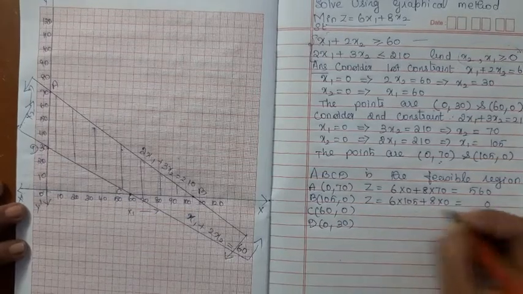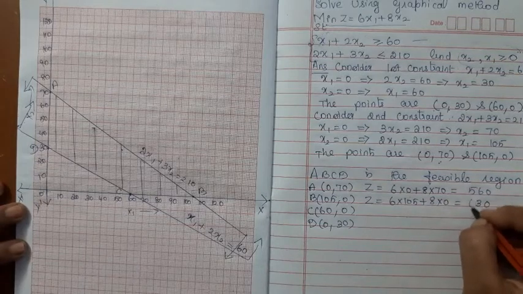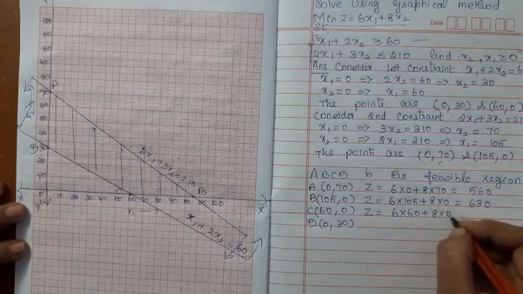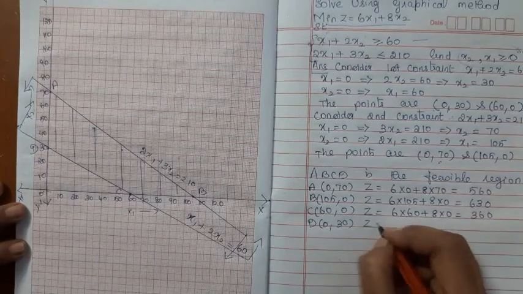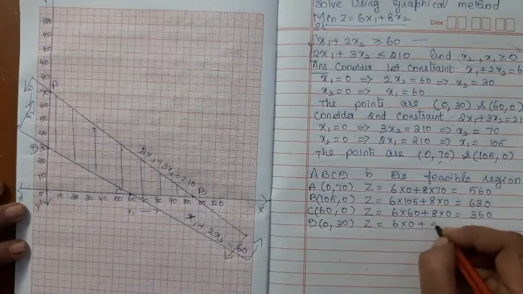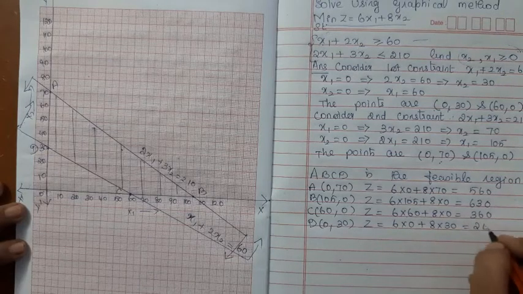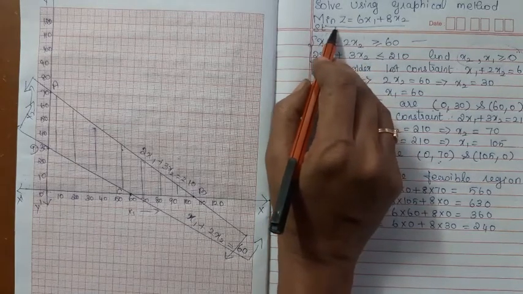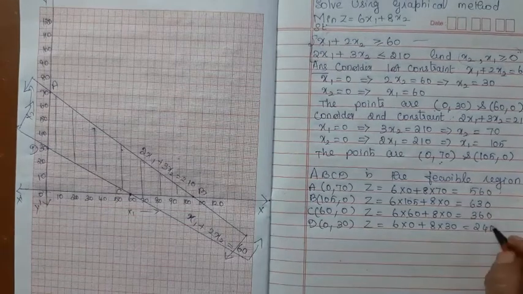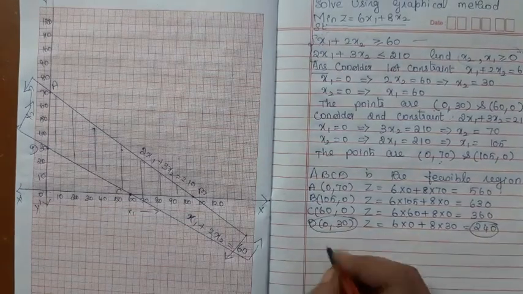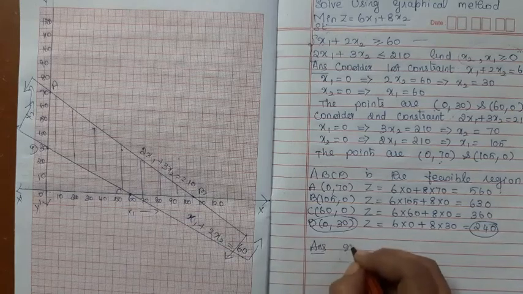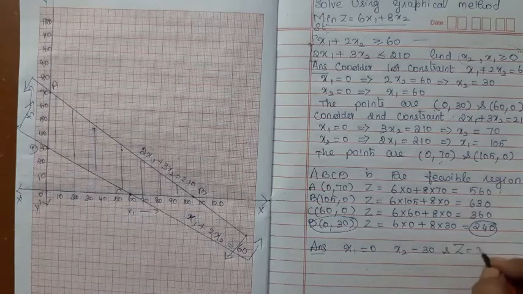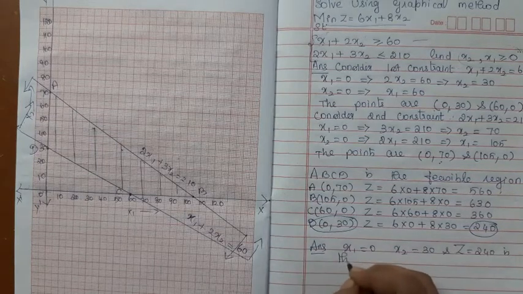At B, 6 into 105 plus 8 into 0, I get 630. At C, 6 into 60 plus 8 into 0, 360. At D, 6 into 0 plus 8 into 30, I get 240. See, the objective says you need the minimum value. Among these, which is minimum? This is minimum, right? Get them highlighted and write the answer. x1 is equal to 0, x2 is equal to 30, and Z is equal to 240 is the optimum solution.